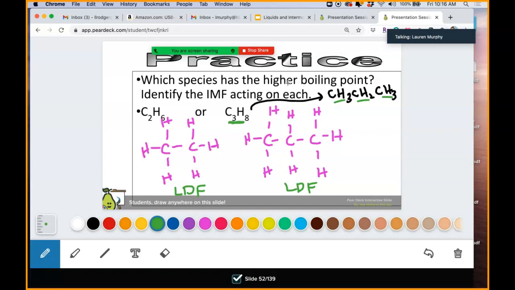Okay, and so if both of these only have dispersion forces, the heavier one is going to have the stronger dispersion forces. It is more polarizable, better chance at instantaneous dipoles, which means it has a higher boiling point. So molecules of propane are harder to boil than molecules of ethane.